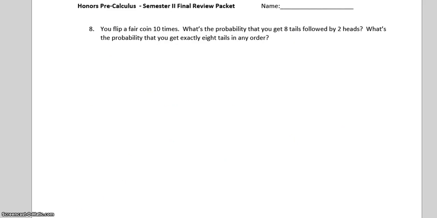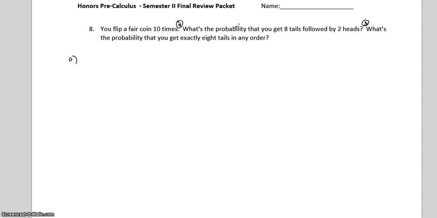Okay, number 8. So for this one, I'm going to call the first question question A. The second question will be question B. Question A is, what's the probability that I get 8 tails followed by 2 heads if I flip a fair coin 10 times?